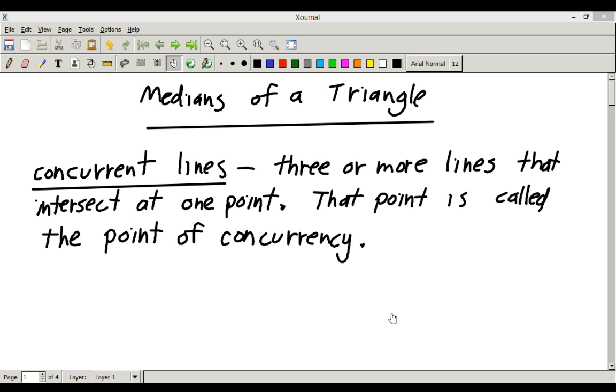So first, some vocabulary. Let's talk about what concurrent lines are. Concurrent lines are three or more lines that intersect at a single point. And that point is called the point of concurrency.